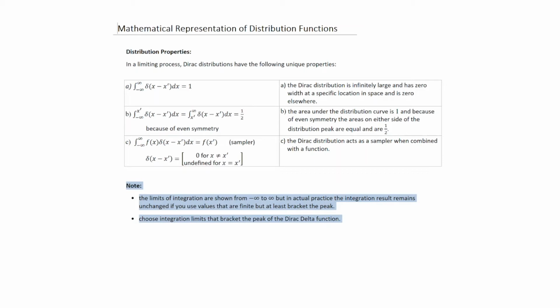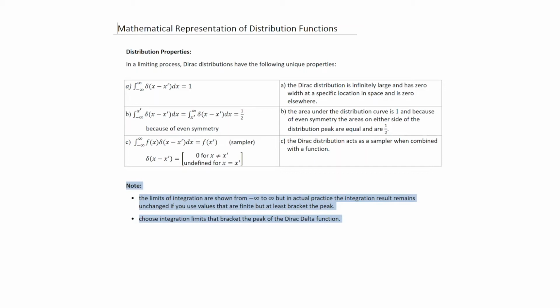All right, so just to reiterate, delta of x minus x prime essentially is 0 for x not equal to x prime and undefined for x equals x prime. That's basically how we state it, but the most interesting property is when you do integrals with the Dirac delta distribution. All right, just a couple of notes.